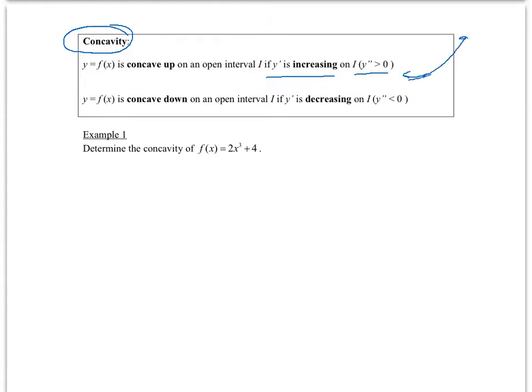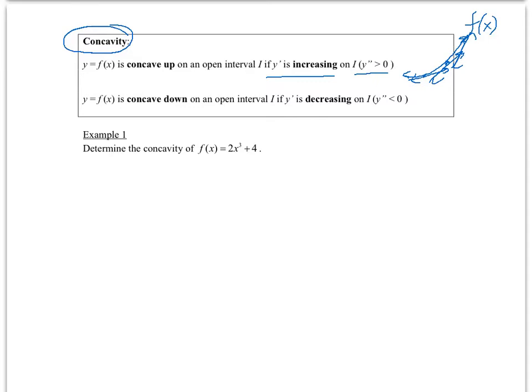If you think about the tangent lines, so this would be f of x, they are all positive slope, but the slope at each location is becoming more positive, so the derivative itself is increasing in value. So that's an example of concave up.